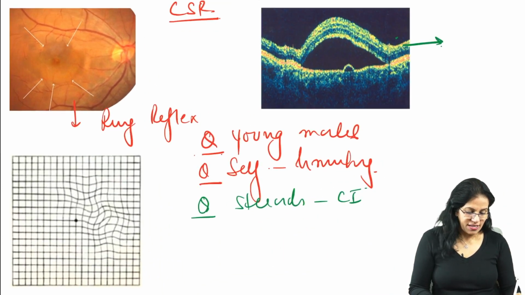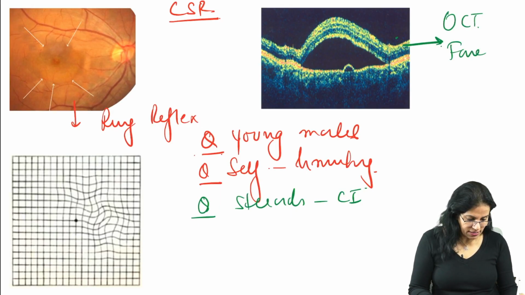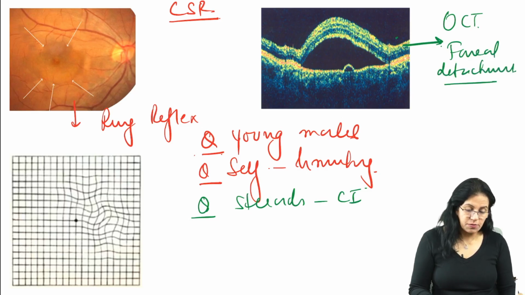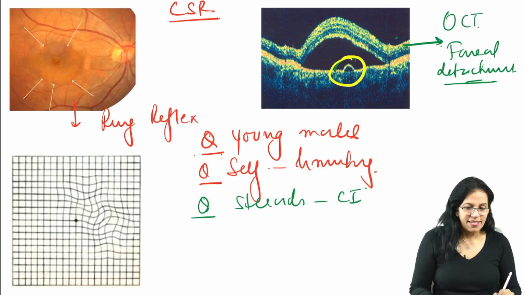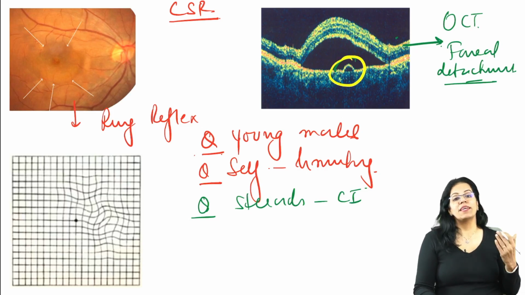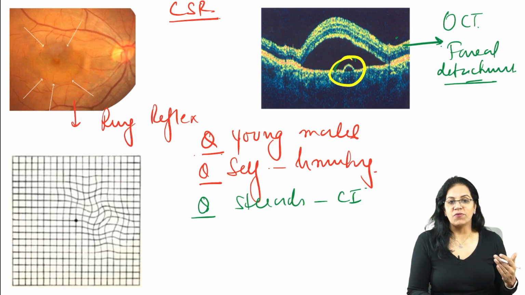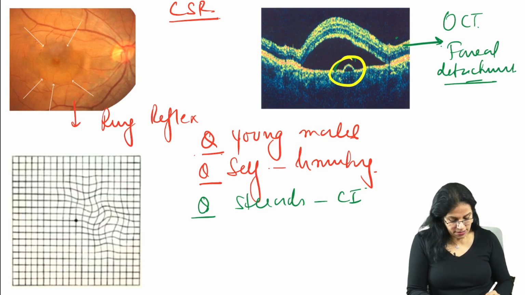Okay. What do you see in this picture? This is your OCT slide, which is showing the foveal detachment. This is your CSR, because it is mainly the shallow retinal detachment only at the fovea. And I can also see that the retinal pigment epithelium is also being disturbed here. That means it could be a case of chronic CSR. We do not know, of course. Then we talk about the third, of course. What is this? I hope you remember which investigation is this one.